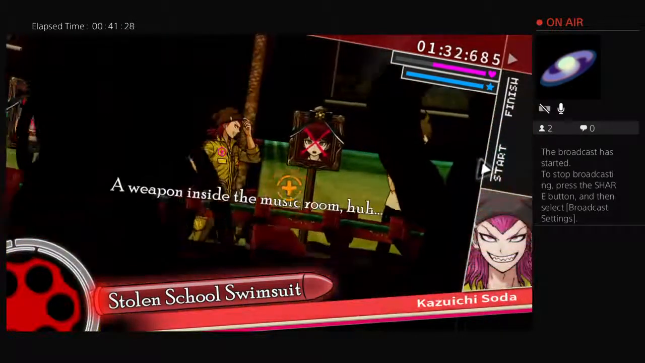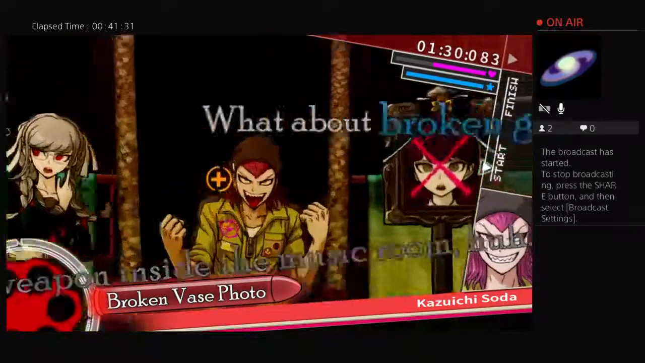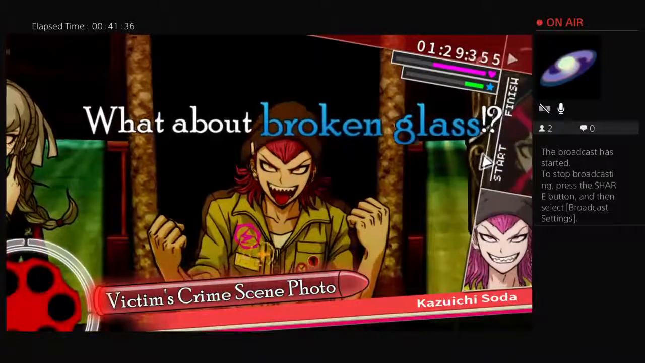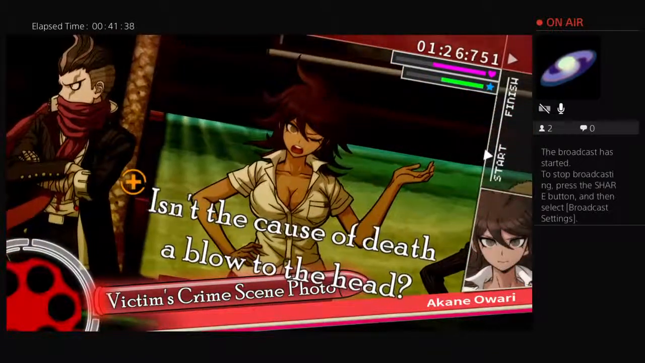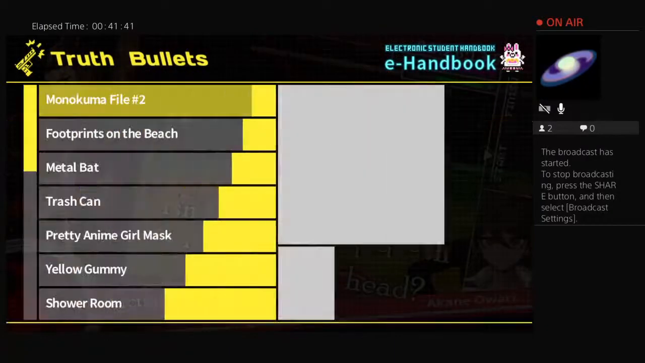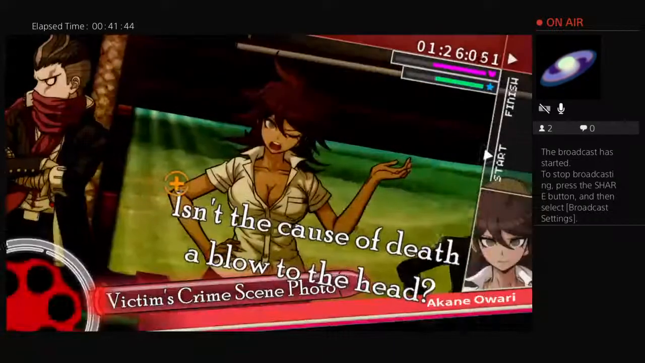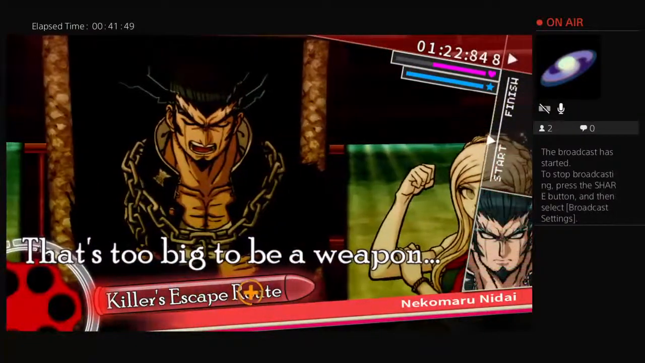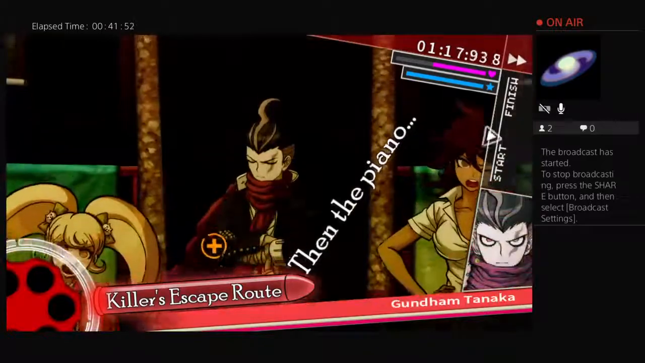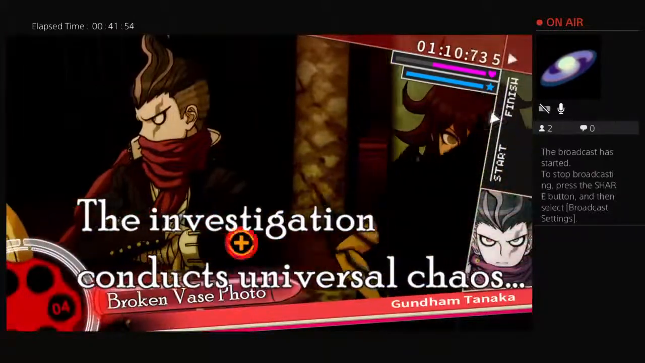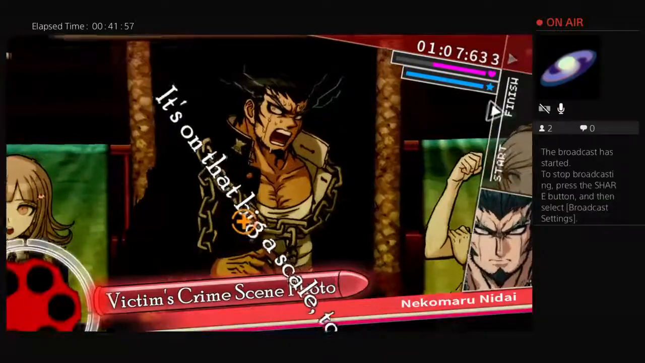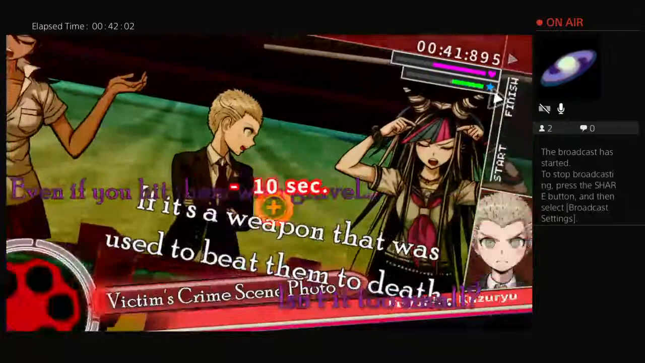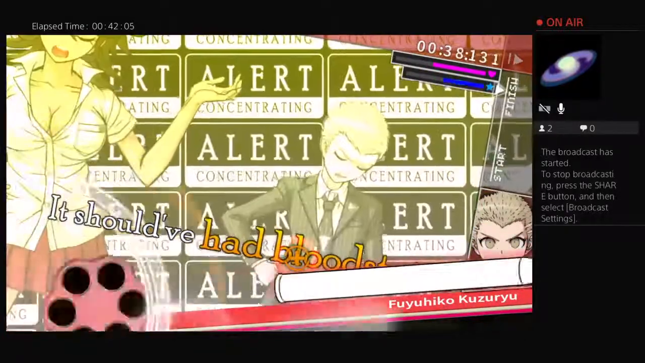A weapon inside the music room, huh? What about broken glass? Isn't the cause of death a blow to the head? Think you talked her with the fish tank. That's too big to be a weapon. Then the piano. Why are you going even bigger? The investigation conducts universal chaos. It's on that big a scale, too? How about beating her with gravel instead? If it's a weapon that was used to beat them to death, it should have had blood stains.